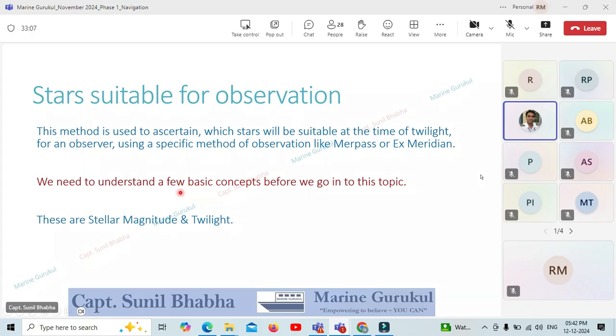Now, the basic topics which we need to understand before we jump into this topic are number one, the concept of stellar magnitude, and number two, the concept of twilight. So we are going to understand these concepts one by one.